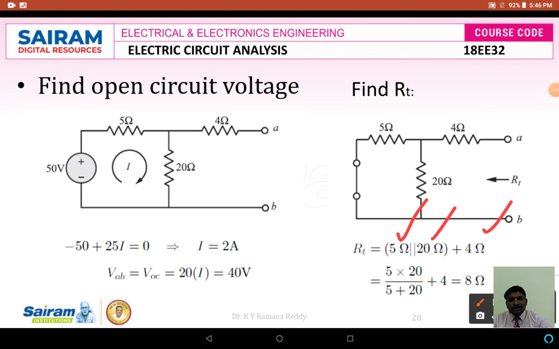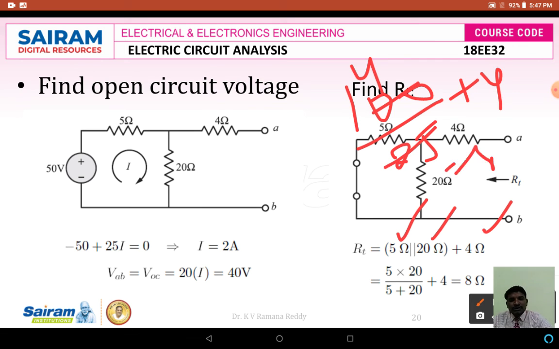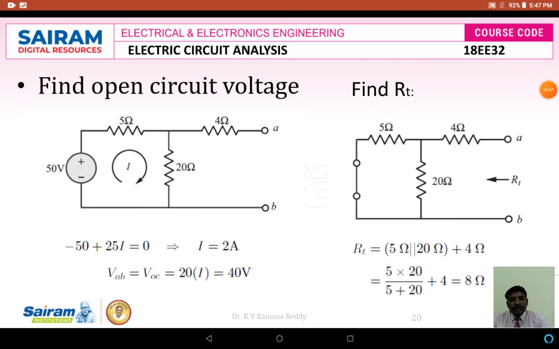If you do the simplification, 5 ohms in parallel with 20 ohms is 5 into 20 divided by 5 plus 20, and plus 4. So 100 divided by 25 plus 4. 100 divided by 25 is 4, and 4 plus 4 is 8 ohms. Therefore, R equivalent here is 8 ohms. Now I know that VTH is 40 volts and RTH is 8 ohms.